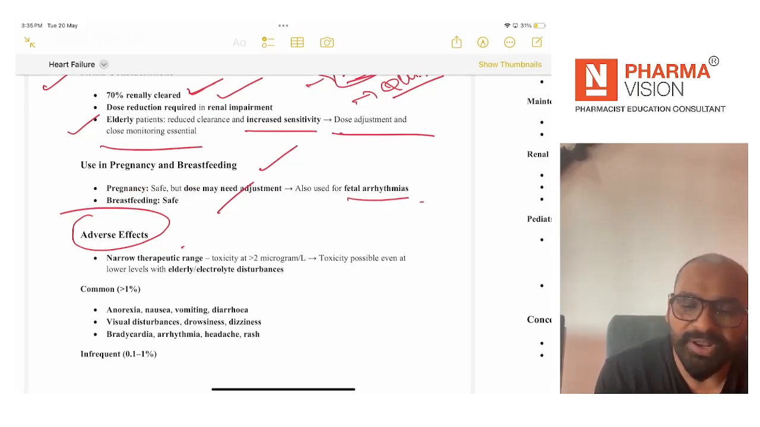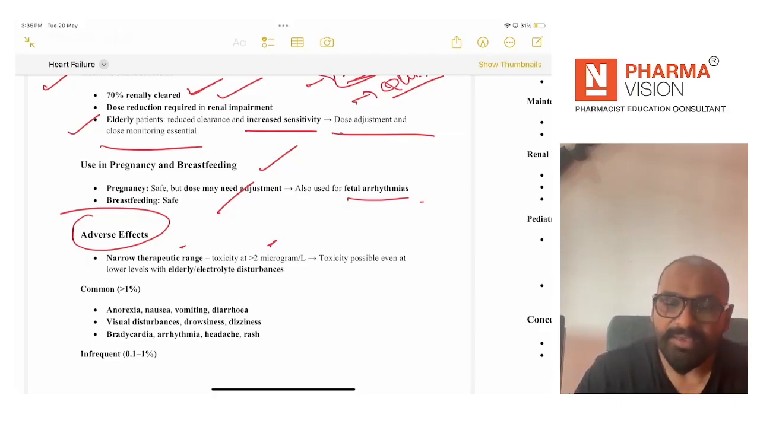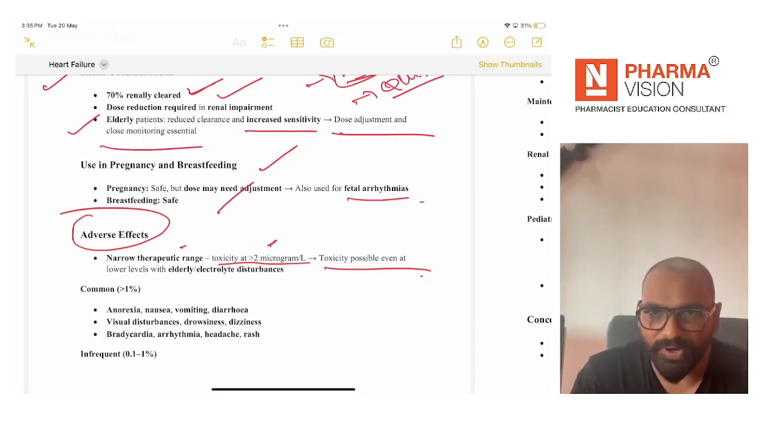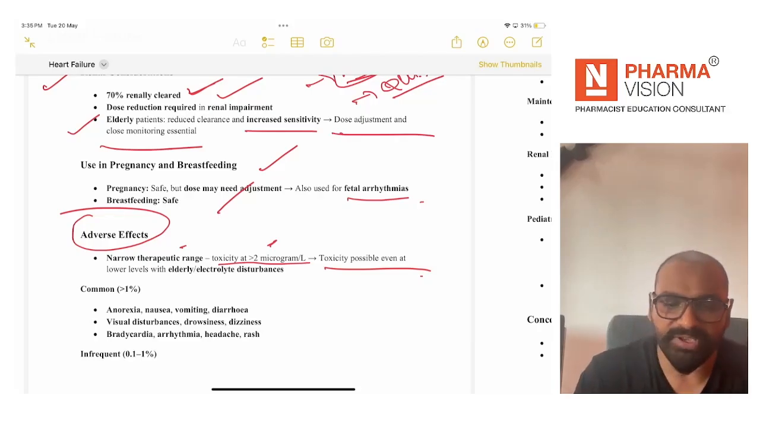Adverse effects: a narrow therapeutic range, more than 2 microgram per liter causes toxicity. So you have to remember this limit about digoxin, and toxicity is possible even at a lower dose, especially in elderly patients or electrolyte disturbance patients. Why? Because in electrolyte disturbance patients the digoxin sensitivity is significantly increased. So a lower dose also causes the toxic effect.